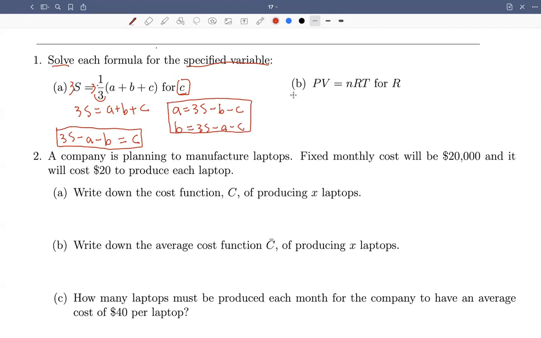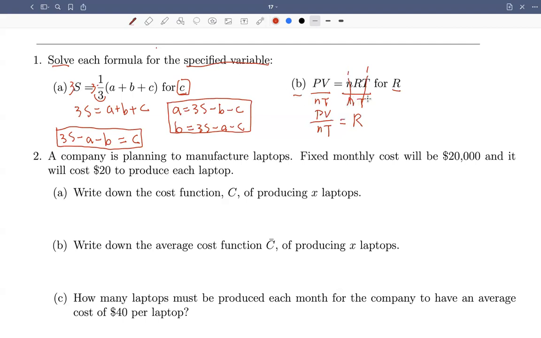Now let's see B. And we want to solve for R. So we see on the right-hand side, we have N times R times T. So we want to get rid of N and T. So how do we do that? We just divide by N and T on both sides, because N divided by N equals 1, T divided by T equals 1, and 1 times R times 1 is just R. So R equals PV divided by NT.